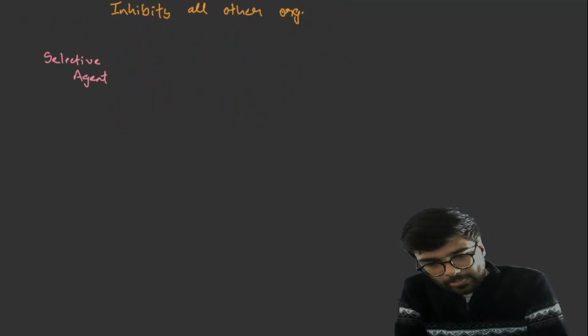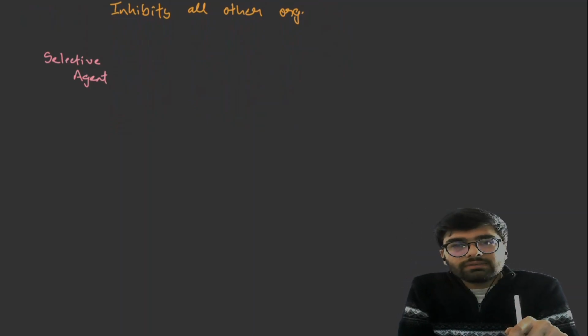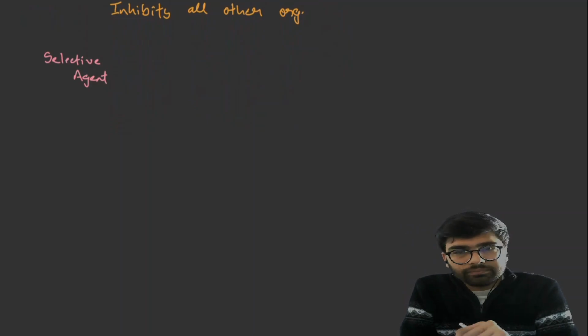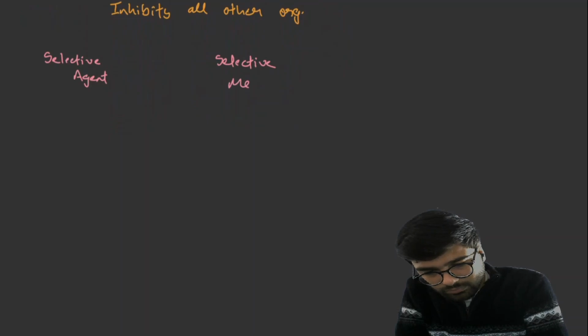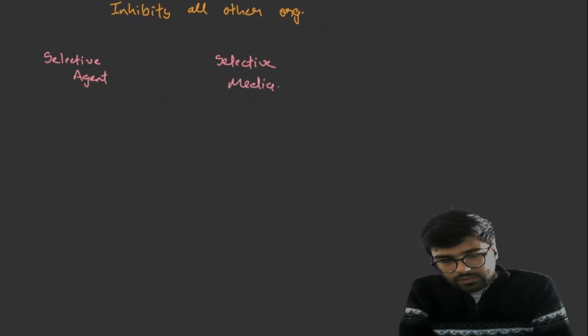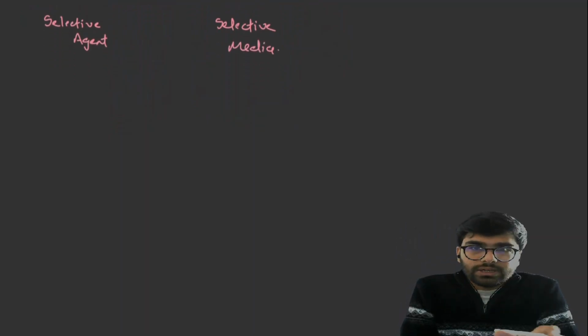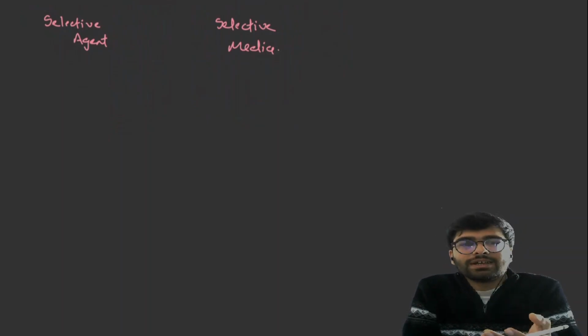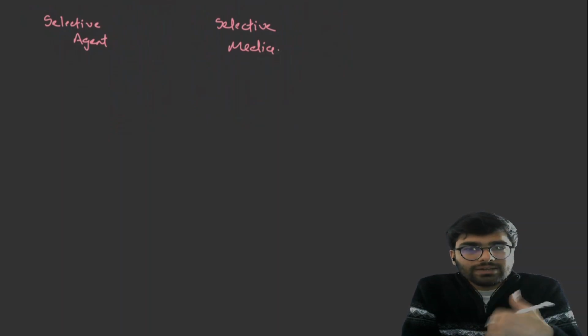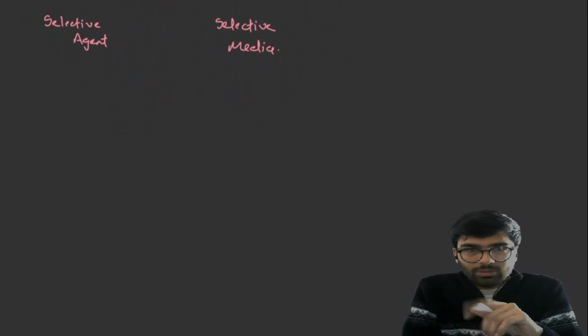Then we have when the selective agent is added to a media, that is selective media. So that also has to be added to the heading. So this is selective media, and when this selective agent is added to selective media, it helps in the growth of which bacteria, which is the bacteria of our interest. So that also has to be added to the heading.